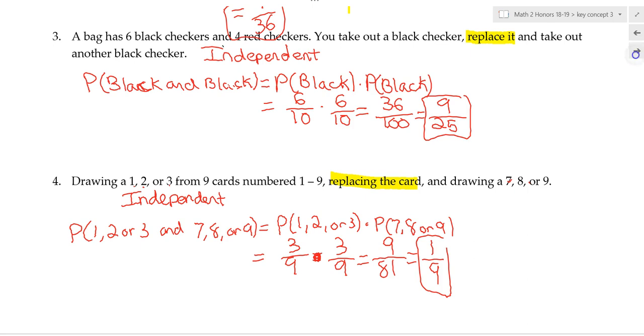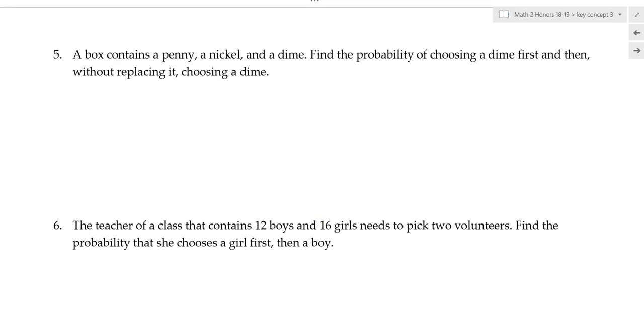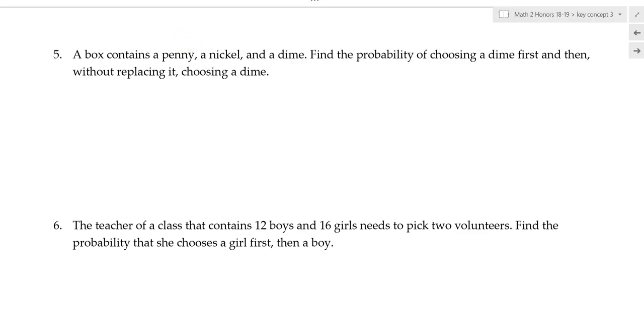All right, let's go ahead and flip to the next page. Now, looking at number 5, a box contains a penny, a nickel, and a dime. My box contains 3 things: 1 penny, 1 nickel, 1 dime. I want to find the probability of choosing a dime first, and then without replacing it, choosing a nickel.